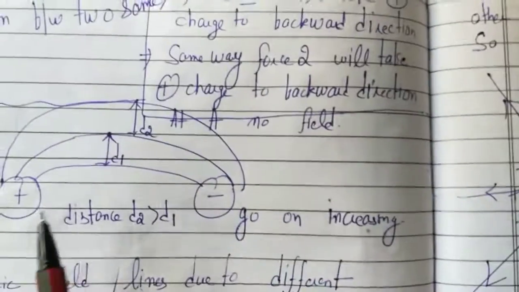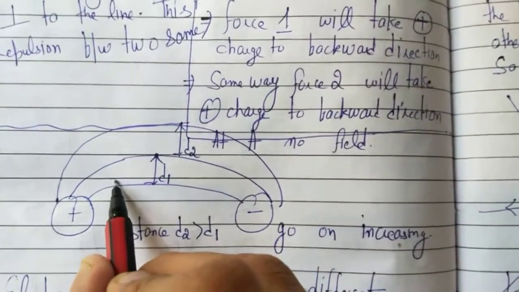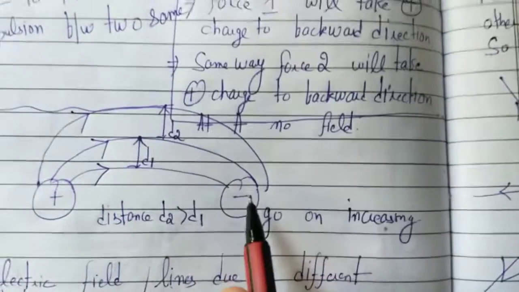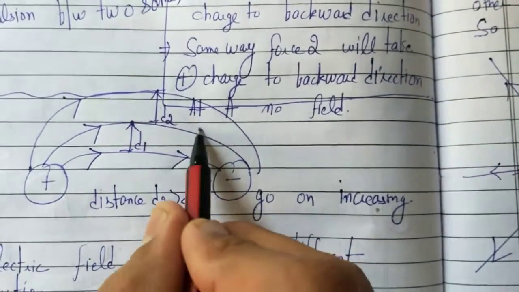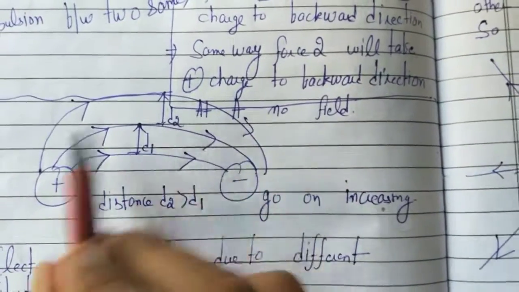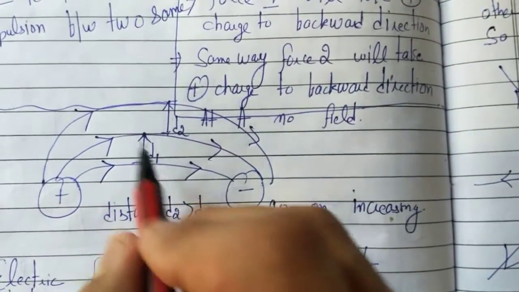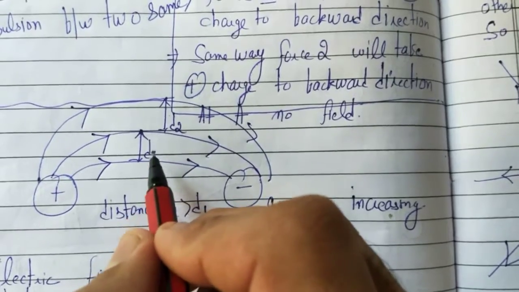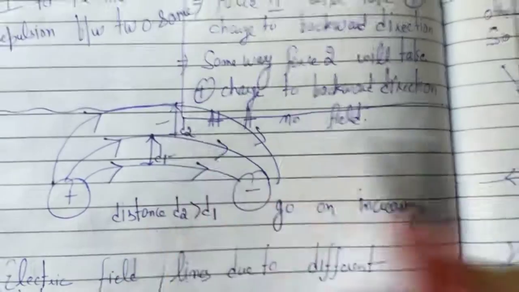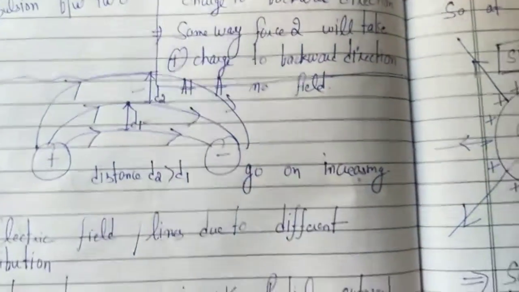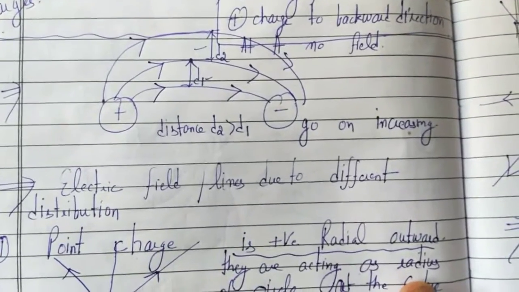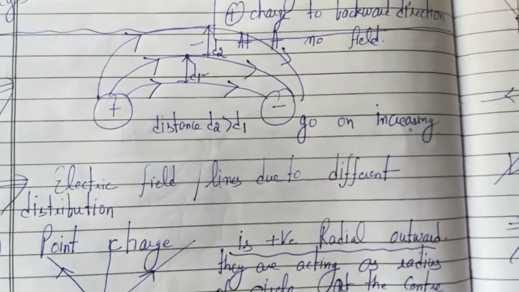So you know the electric field lines start from the positive charge, move outward from the positive charge, and move towards the negative charge. So this is the first line, this is the second line. As the distance from the charge increases, the distance between two electric field lines also goes on increasing. D1 is less and D2 will be more, and it goes on increasing. That means the strength of electric field lines decreases when we move away from the charge.